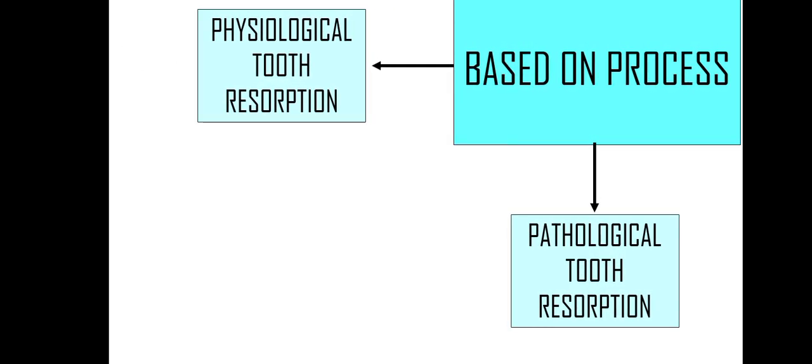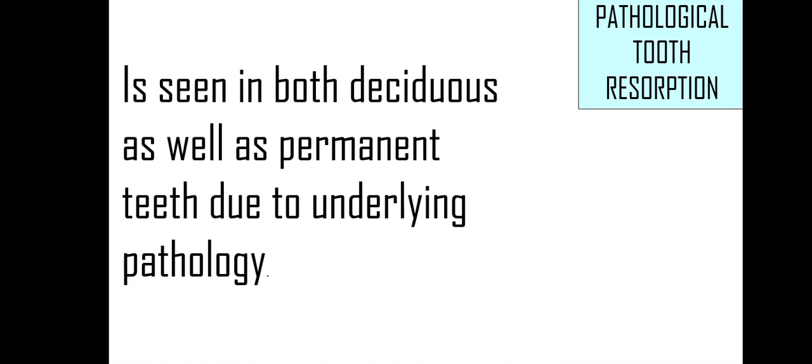Second type of tooth resorption based on process is pathological tooth resorption, because the process involved in this is pathological or pathology. So we can say that pathological tooth resorption can be in deciduous teeth as well as in permanent teeth. So we can say that pathological tooth resorption can be on any of the dentition as compared to physiological tooth resorption, that is on the primary dentition. In pathological tooth resorption, the necessity is the underlying pathology, because that underlying pathology causes the resorption.